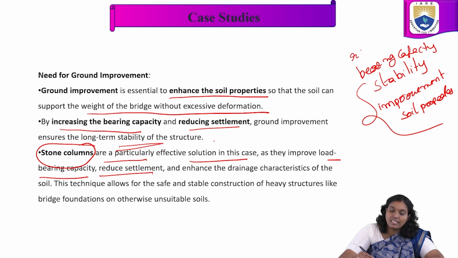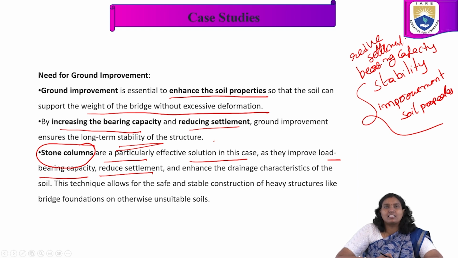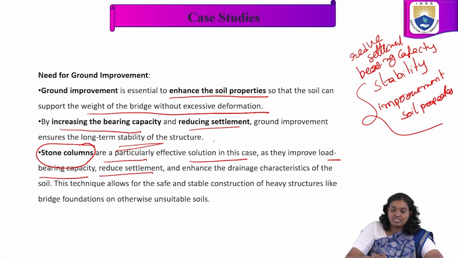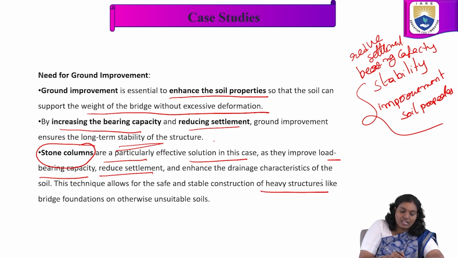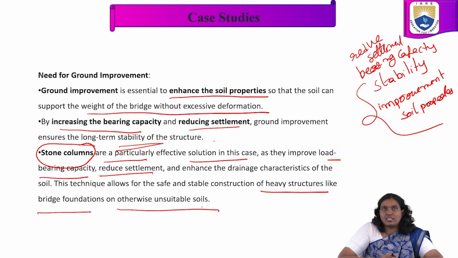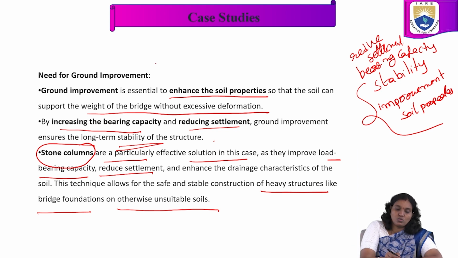And reduce the settlement, enhance the drainage characteristics. So this technique allows for the safe and stable construction of heavy structures like bridge foundations on otherwise unsuitable soils. So these are all the ground improvements we need. That's why the ground improvement technique we choose for this condition is stone columns.